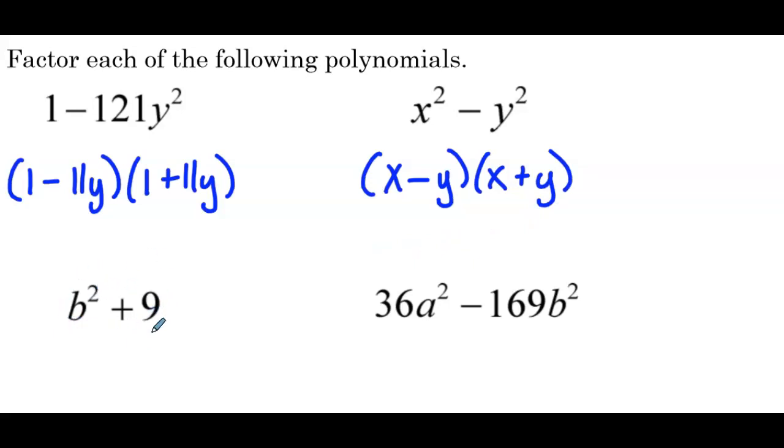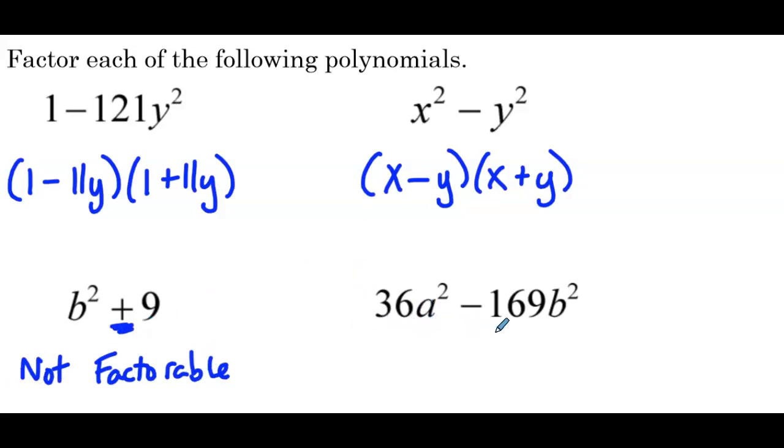b squared plus 9. Well, our two terms are perfect squares, but we no longer have the difference. Now we have the sum. So, this is not factorable. This is oftentimes referred to as a prime polynomial. Think of what a prime number is. It's a number whose only factors are 1 and itself. So b squared plus 9 in this example can't be factored any further. So really its only factors are b squared plus 9 times 1. So hence the name prime. But for our purposes, writing not factorable is sufficient.